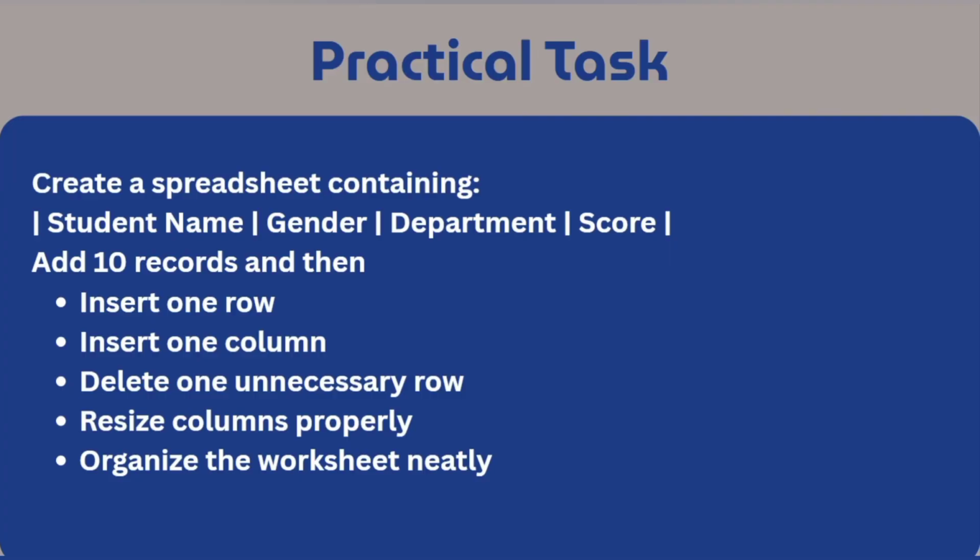All right, so what's the practical task? Your practical task for this lesson is to create a spreadsheet containing the student's name, gender, department, and score. Then you add 10 records, and then you insert one row, you insert one column, you delete one unnecessary row, you resize columns properly, and you organize the worksheet neatly.